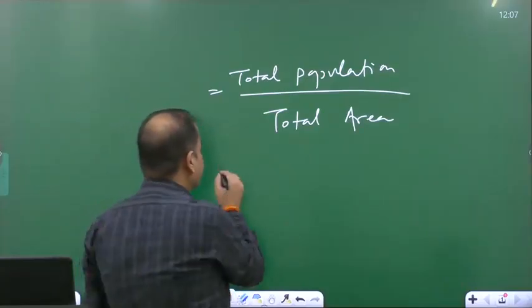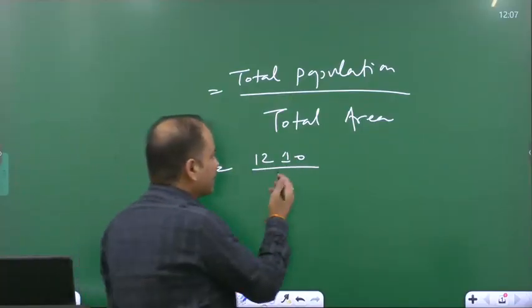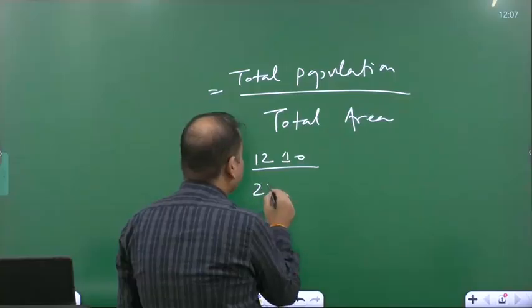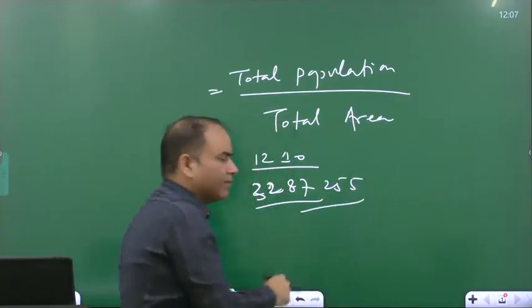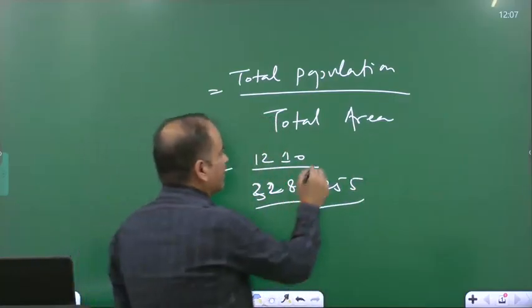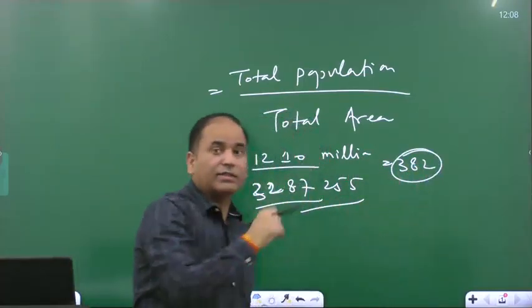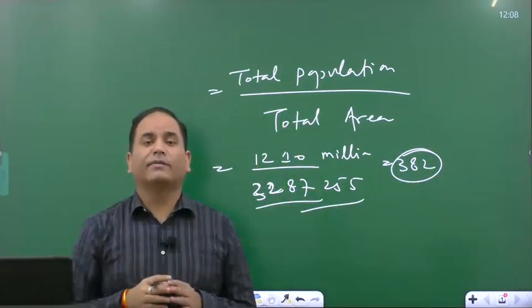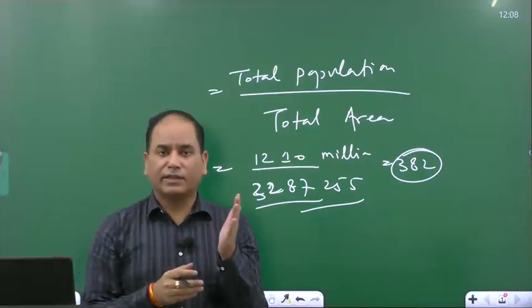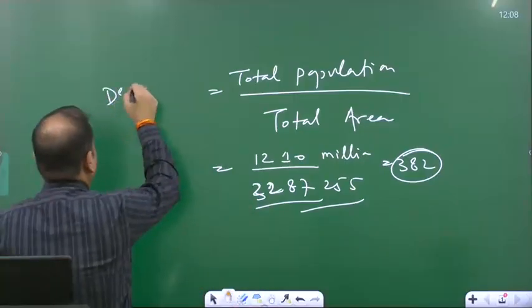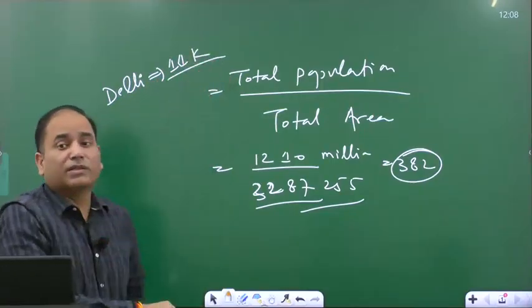As far as India is concerned, India was having around 10 million population. And we have around 32,87,255 square kilometers of surface area. So when you divide this, you will find 382. But this 382 is not the population density everywhere. We have very major variation. As per the 2011 census, Delhi was having a population density of around 11,000 persons per square kilometer.